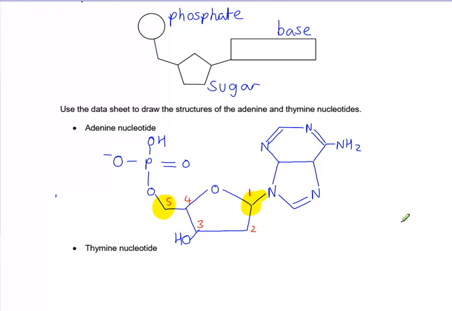Make sure that you don't draw a straight line directly from carbon 4 to the oxygen of the phosphate group. There's another carbon, carbon 5, between carbon 4 and the oxygen.